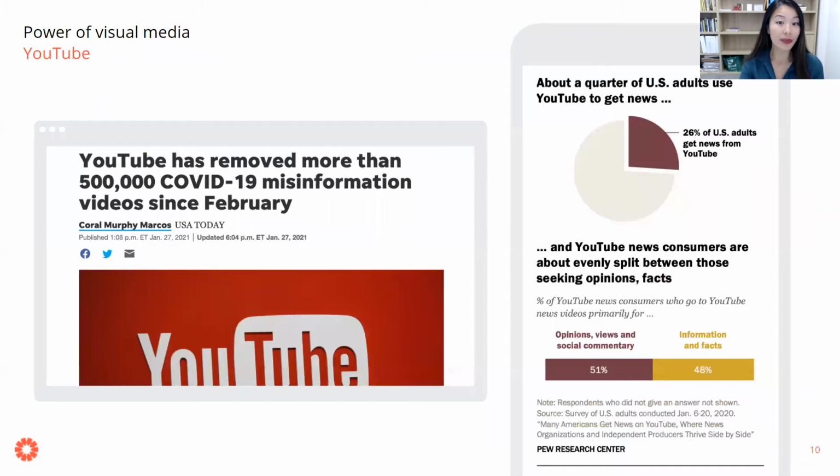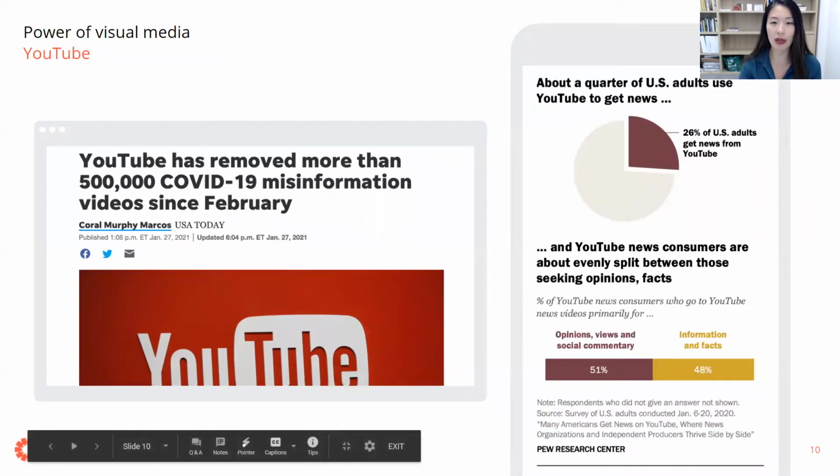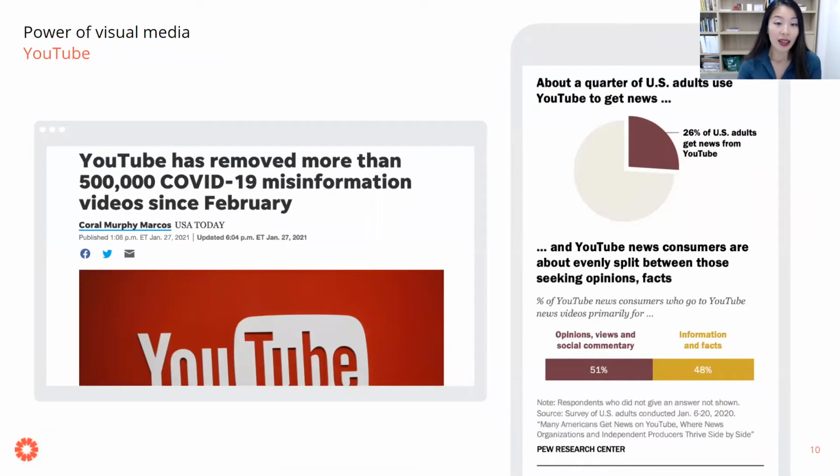On the other hand, YouTube said that it has removed more than 500,000 COVID-19 misinformation videos since February 2020 until this report, January 2021 this year. So that's quite significant. The other thing that's interesting is that about 1/4 of US adults use YouTube to get news, according to the Pew Research Center. So it's not like people are just using YouTube for entertainment or for music. A lot of people are actually using it just for news.